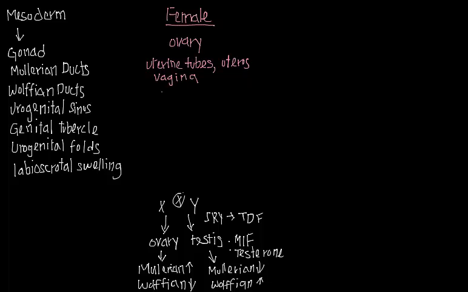And as we said, the Wolffian ducts really regress. So we're not going to get any big structures from there. The urogenital sinus is going to form the other portion of the vagina, so the lower portion of the vagina, and the greater vestibular gland. And the greater vestibular gland is important for lubrication during arousal.